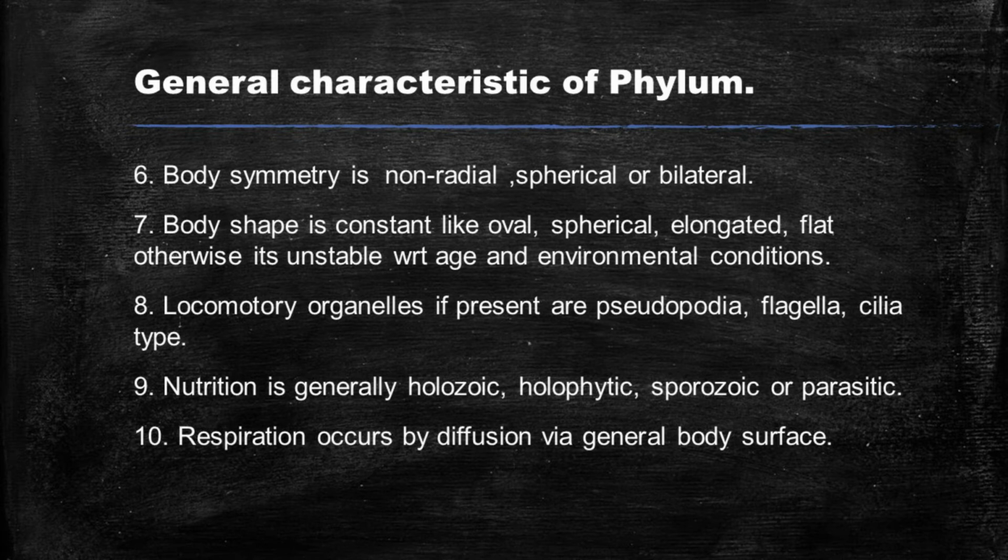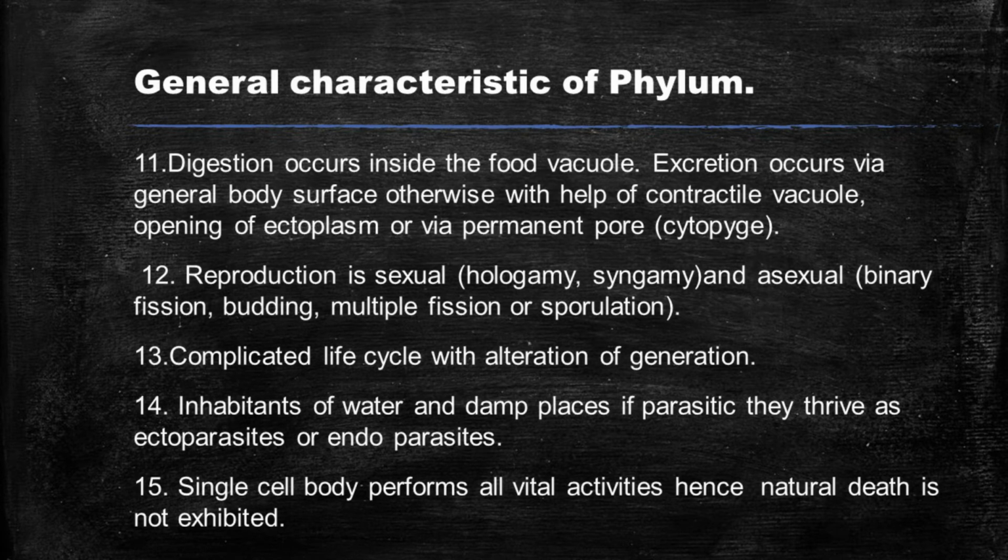Respiration occurs by diffusion via the general body surface. For food digestion, we have food vacuoles. Then for excretion, it's via the body surface. Considering reproduction, it is either sexual or asexual, and they have a very complicated life cycle. Then they are inhabitants of varied ecosystems. So they might be present in water, damp places. If they are parasitic in nature, they'll survive on a host.